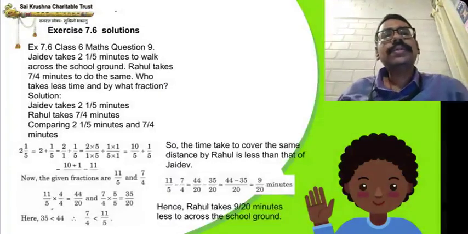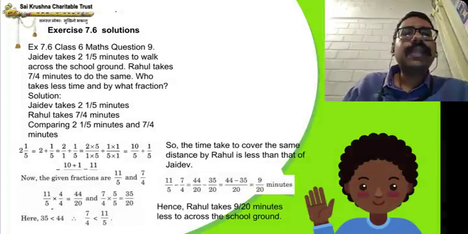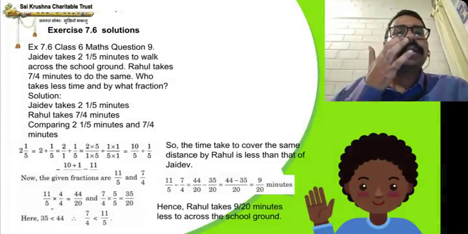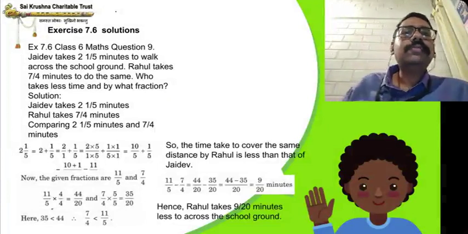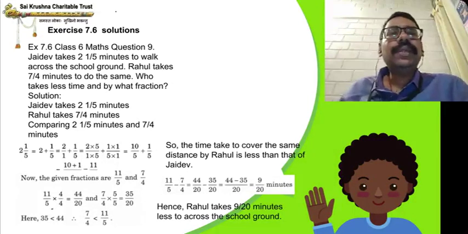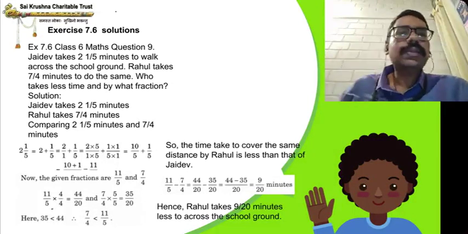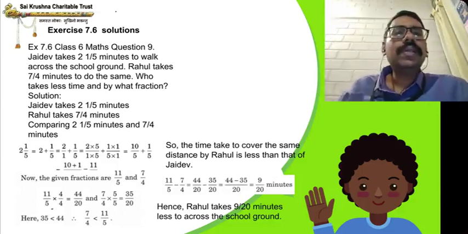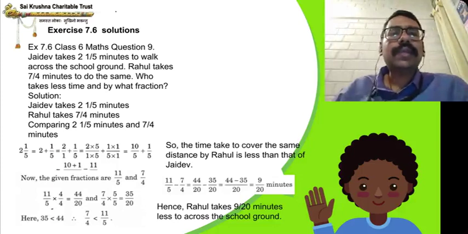Next. So exercise 7.6 class 6 maths question 9. Jaidev takes 1 by 5 minutes to walk across the school ground. Rahul takes 7 by 4 minutes to do the same. Who takes less time and by what fraction?